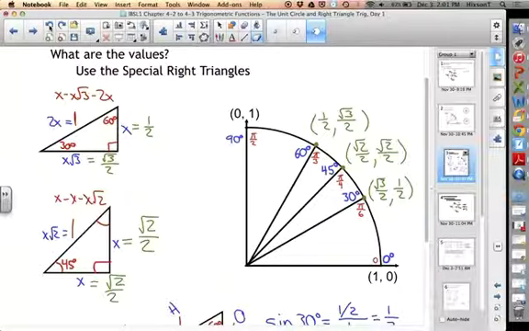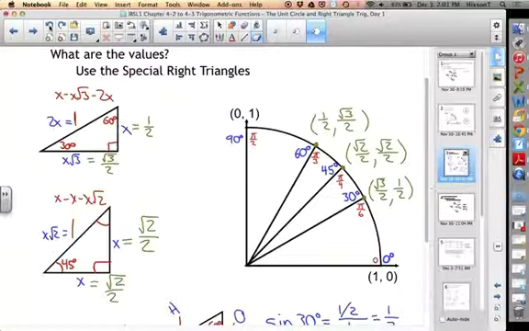But yes, the y-coordinate on the unit circle is always going to be the sine of that angle. And the x-coordinate would always be the cosine. So if I asked you for the cosine of pi over 3, you would tell me that's... Wait. You said it was on the bottom, wasn't it? Sine over cosine? No, the angle is pi over 3. Cosine of pi over 3.